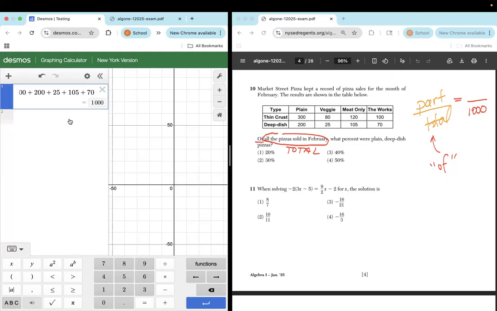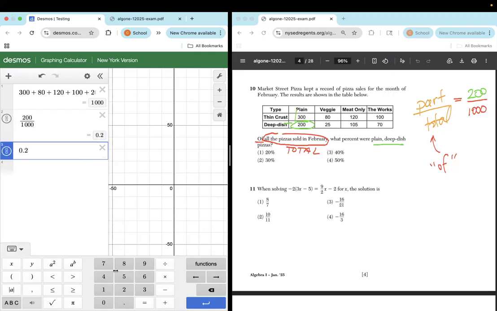What percent were plain deep dish pizzas? So plain and deep dish, right here, 200. So 200 out of, or divided by, 1,000. That's 0.2. To convert a decimal to a percent, I'm going to multiply by 100, or move the decimal over to the right twice. But either way, I get 20%.